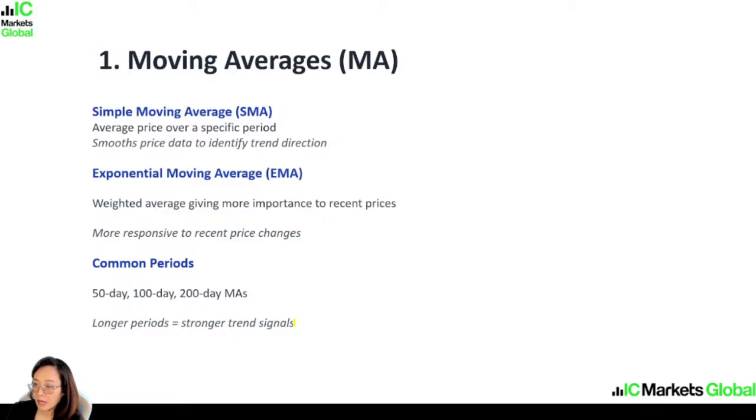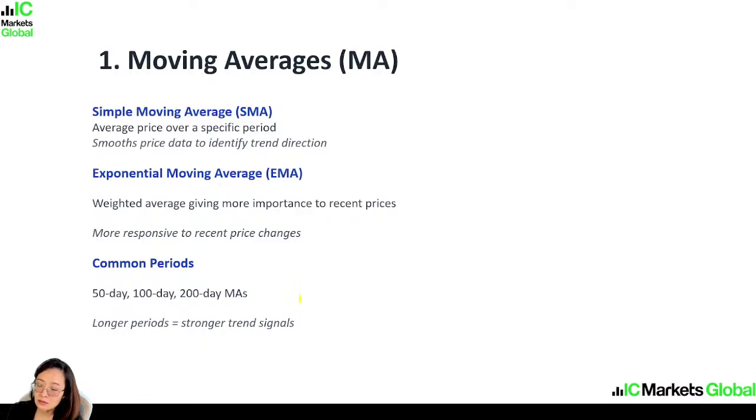One is the MA, or moving averages. So we have the simple moving average, SMA, or the EMA. The simple moving average, or SMA, is the average price over a specific period. You can use SMA to smooth price data and identify trend direction. I personally use the EMA, which is the exponential moving average. It's a weighted average, giving more importance to recent prices, so it is more responsive to recent price changes.